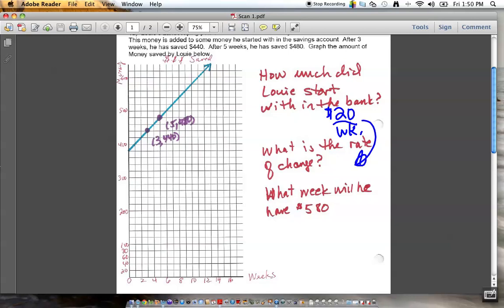What did Louis start with in the bank? $380 right here. So he started with $380 in the bank. And in what week will he be $580? Well, I have to look up $580 on my graph. $580 is right here. I go to the graph. I go down. That'll be in the 10th week. In the 10th week, he gets 580 in the bank. Use the graph to your advantage, okay?